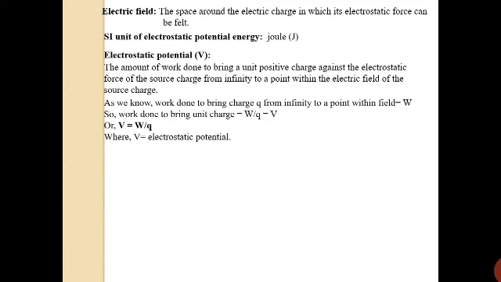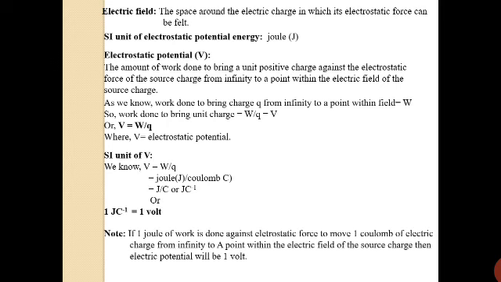So capital V is the symbol, or W upon q. One thing you should know, when you talk about electrostatic potential, it is always at a particular point. So within the electric field, different points will have different electrostatic potential, because when we bring a charge from infinity to a particular point within the electric field, different points will have different distance from the main charge and different amount of work will be done. So overall every point can have different electric potential.